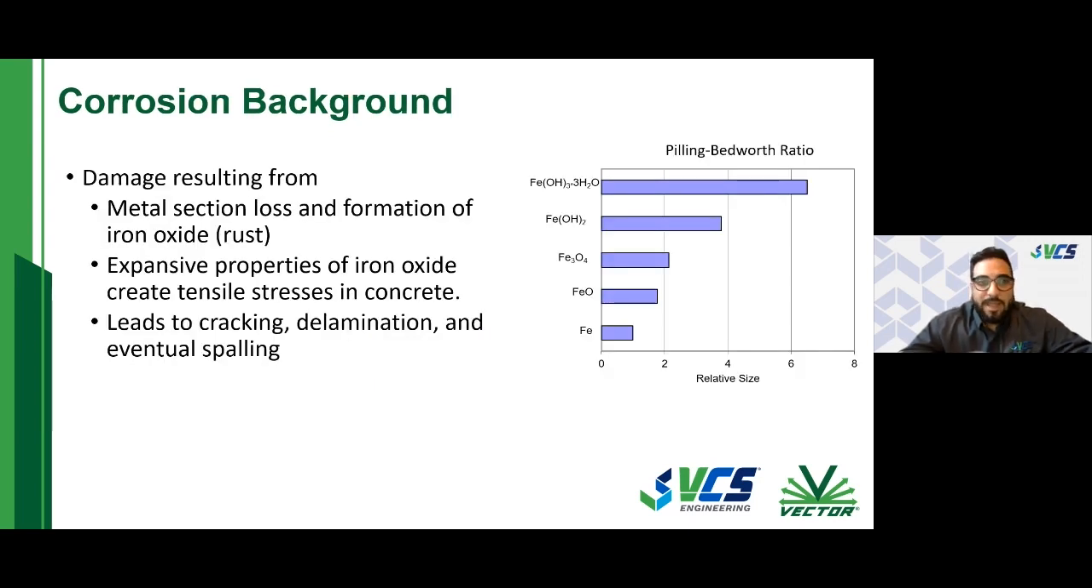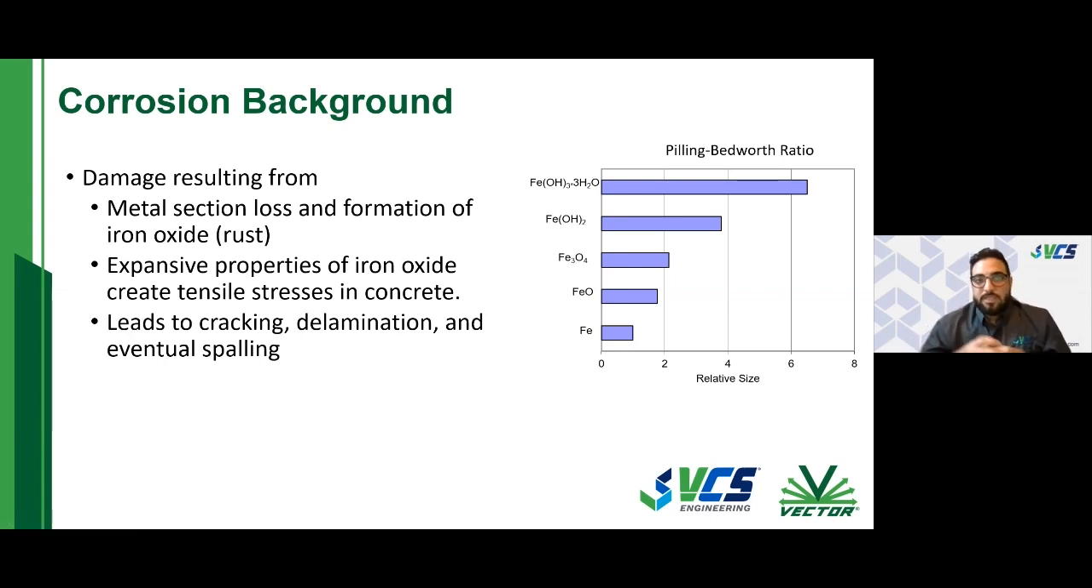And so what happens when we have corrosion activity? Obviously, iron particles want to go back to their original state, which is an iron oxide. And so here, on the right, we have a graph where it shows an iron particle's relative size of 1. And as it reverts back to its original state and it becomes an iron oxide, it's extremely expansive. And we can see the relative size of that iron oxide is almost 6.5, 7 times a regular iron particle.